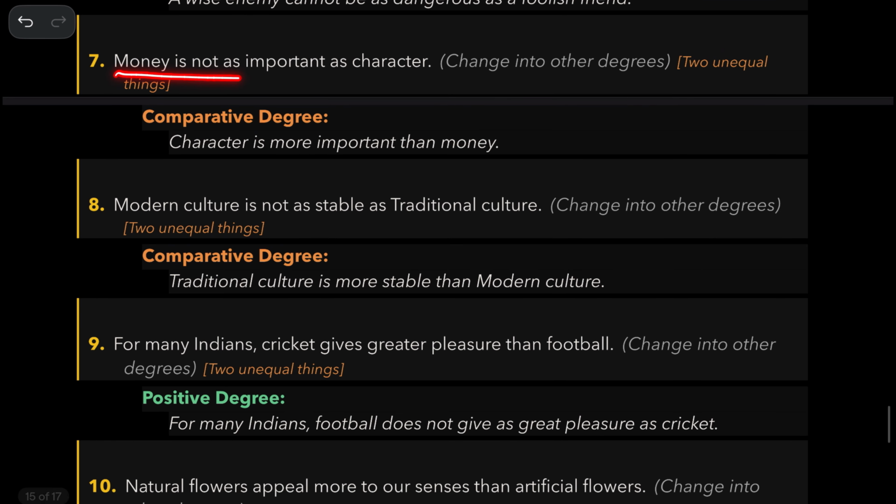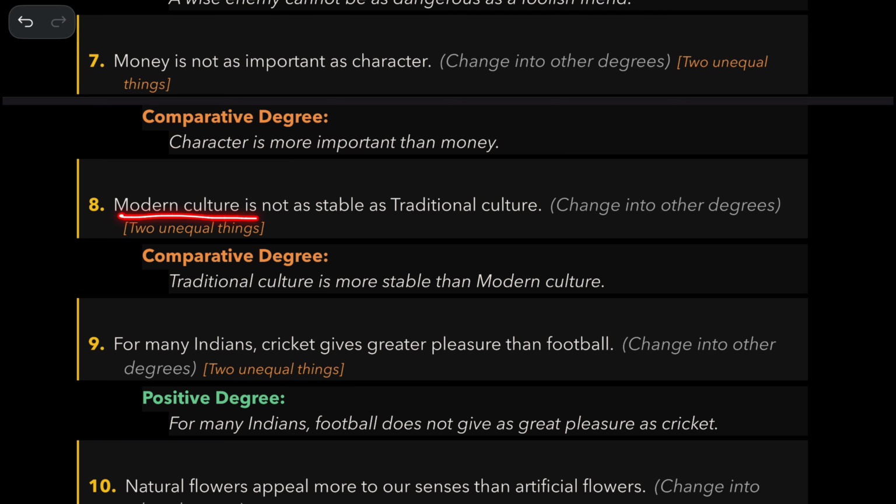Money is not as important as character. So you are talking about two unequal things, and the instruction is confusing. It's not even required because you are asked to use, I mean, you have a positive degree here. You only need comparative degree here. Character is more important than money.